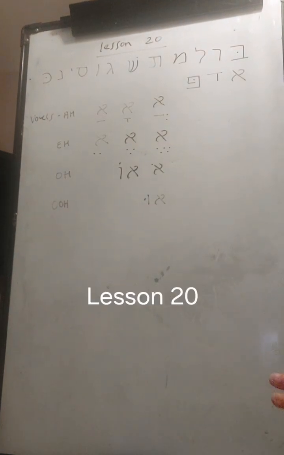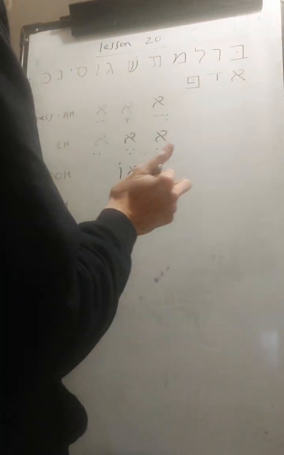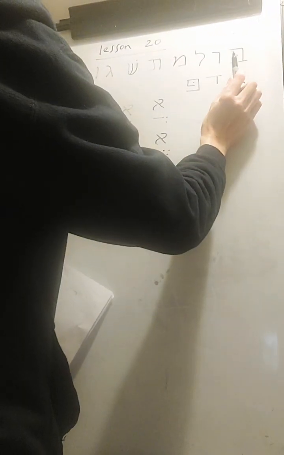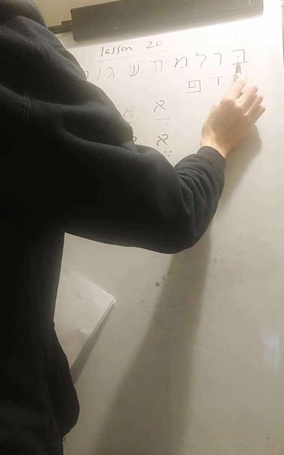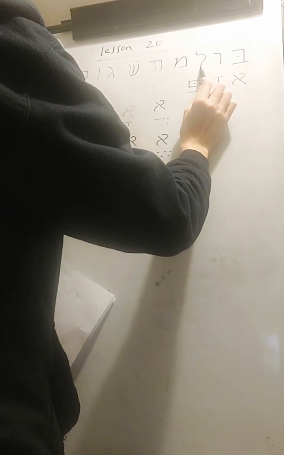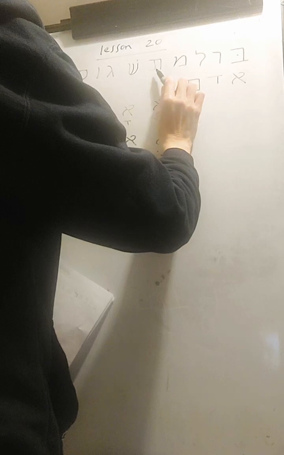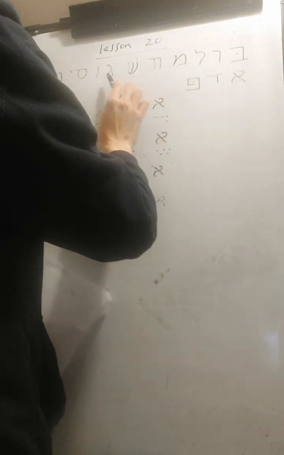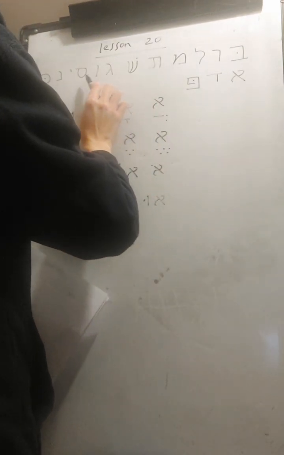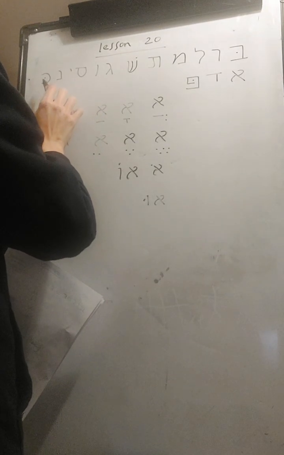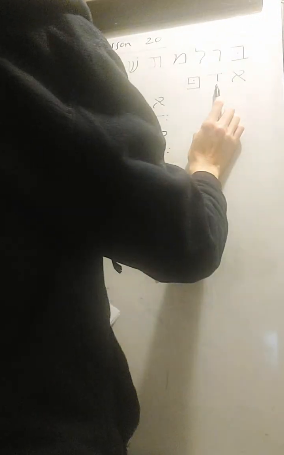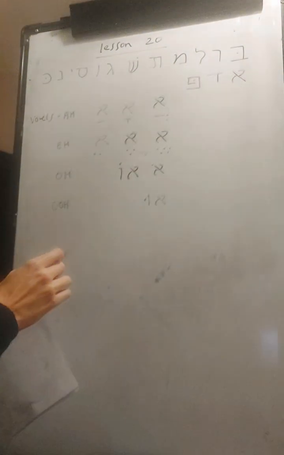So today we're on lesson 20. We're going to start by looking at the consonants we already have done from previous lessons. So we got the bet, resh, lamed, mem, tav, sheen, gimel, vav, samech, yod, noon, kaf, aleph, dalet and pei.